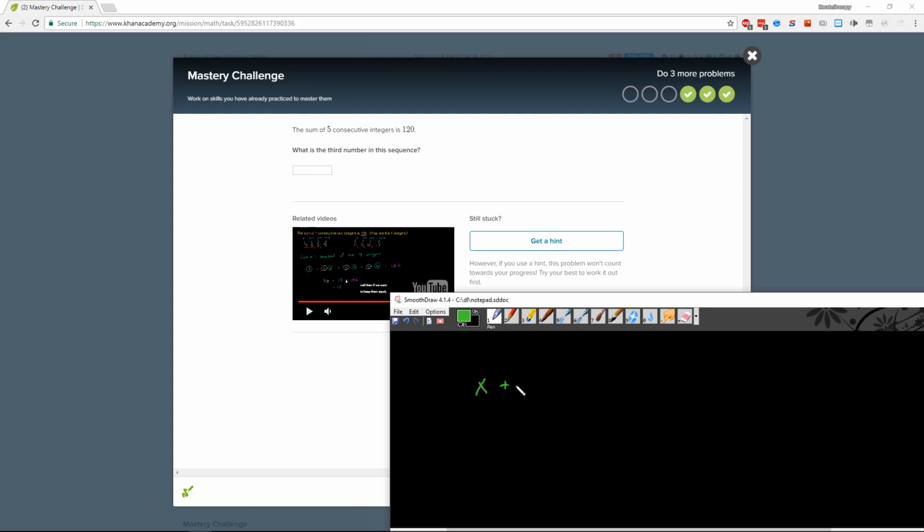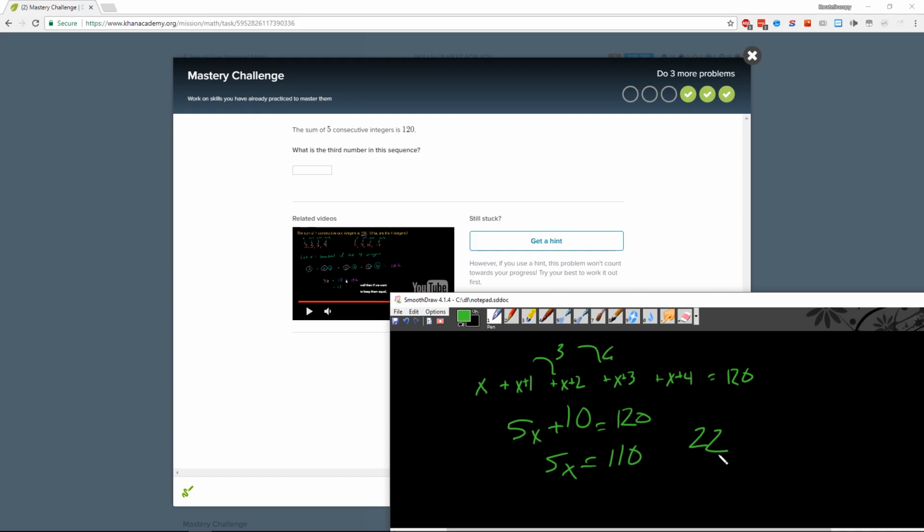So the sum of x plus x plus 1 plus x plus 2 plus x plus 3 plus x plus 4 equals 120. So that's 5x plus 10 equals 120. 5x, so minus 10 from both sides equals 110. So x equals 22. So that's the first number in the sequence. 22, 23, 24.